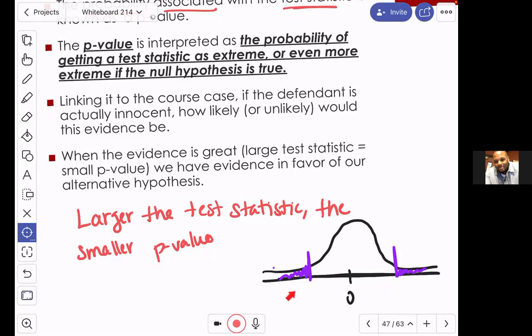Likewise, the same thing this way, except it's negative. You get a larger negative number, you get a smaller area. So the larger the test statistic, whether that means larger negative or larger positive, the smaller the p-value is going to be, the more unlikely it's going to happen by chance.